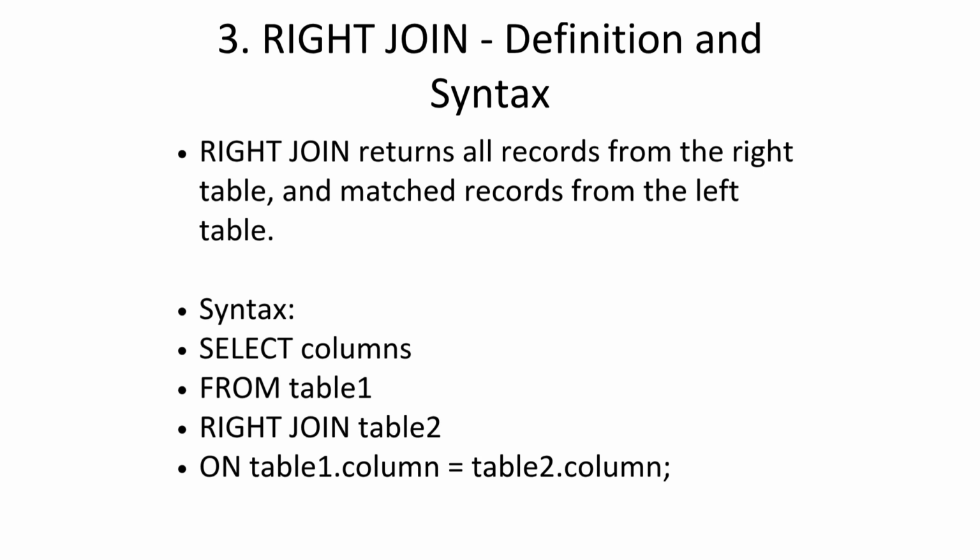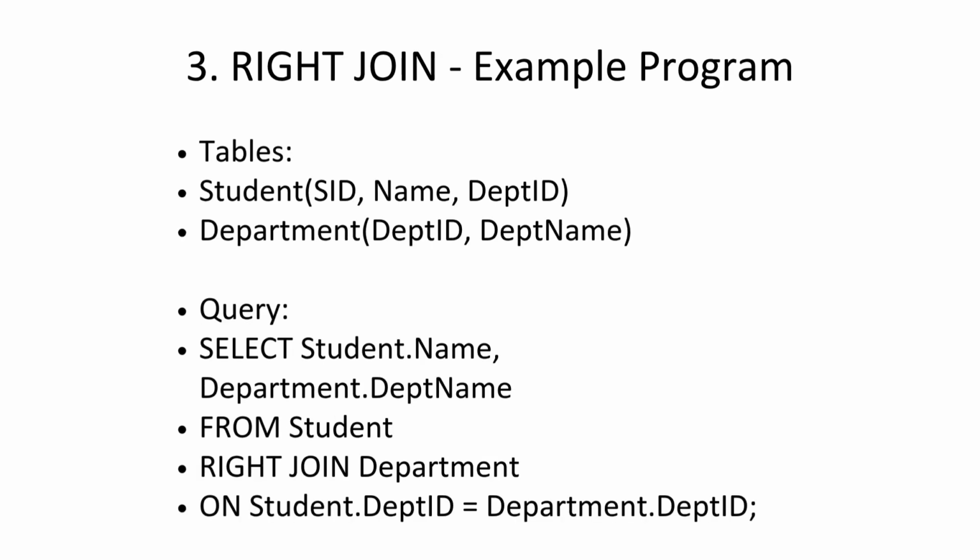Syntax: select columns from table1 right join table2 on table1.column = table2.column; This is helpful when the right table is more important and you want all its data even if unmatched. Right join example program.